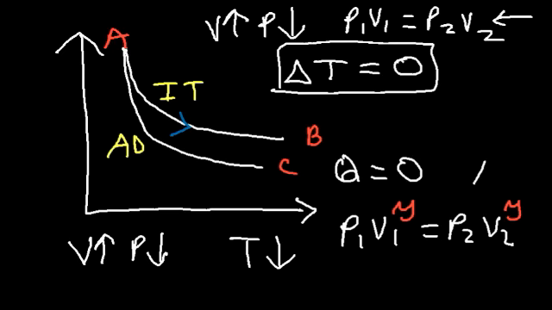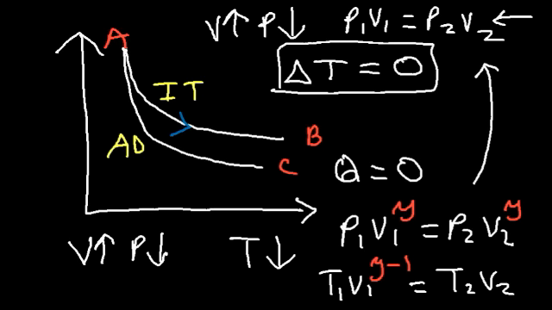So as you can see, it looks like that equation, but slightly different. And there's also another equation that you need to know. It's T1V1 raised to the gamma minus 1, which is equal to T2V2 raised to the gamma minus 1. We can talk about how to derive this equation later. But let's work on a problem using those equations.